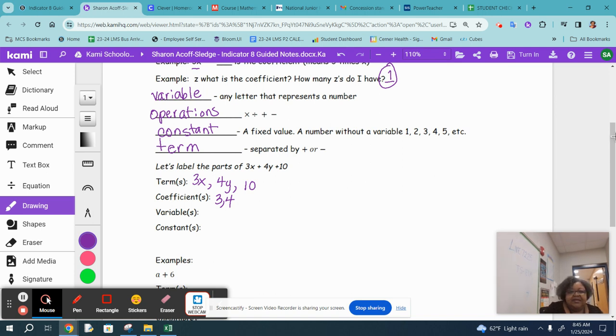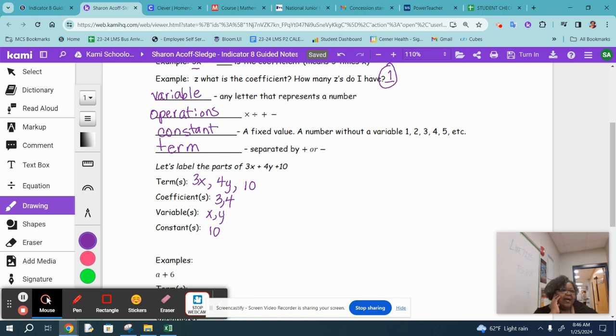All right. Now, what are the variables in this expression? Yes, just answer out. X and Y. Now, are there any constants in this expression? Any numbers by themselves? Okay, answer out. 10.